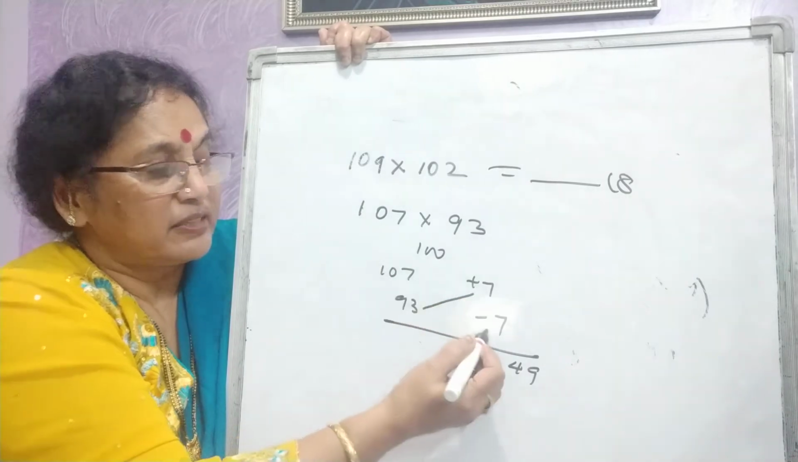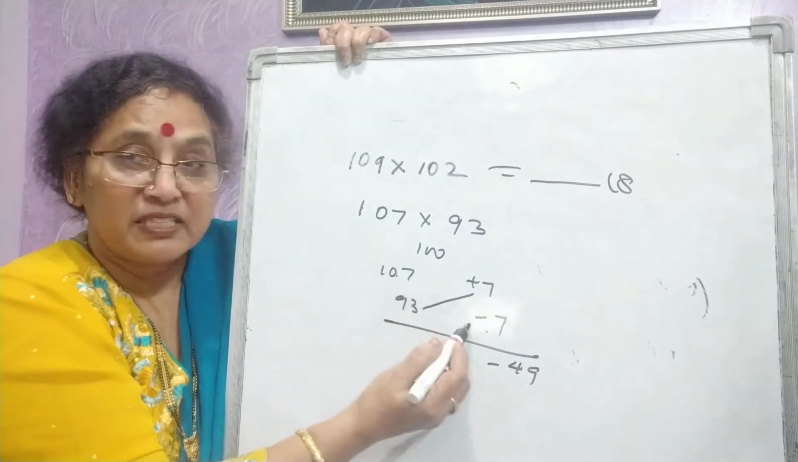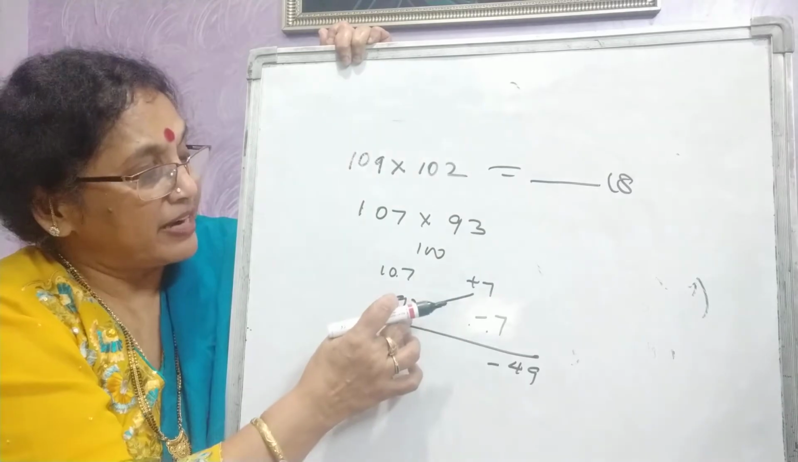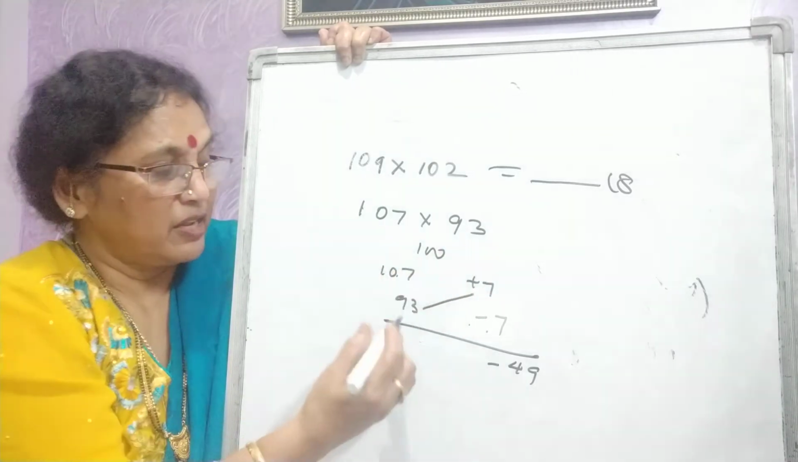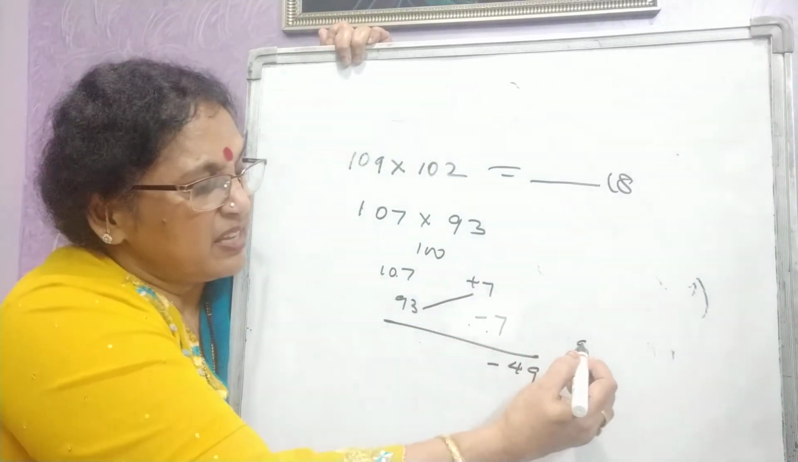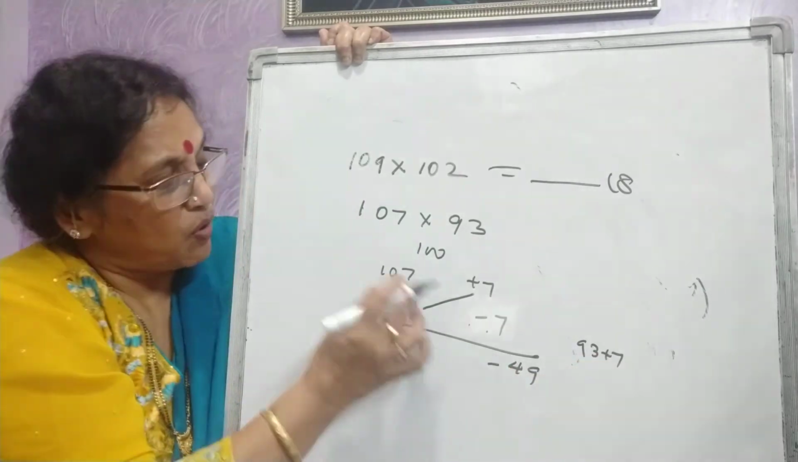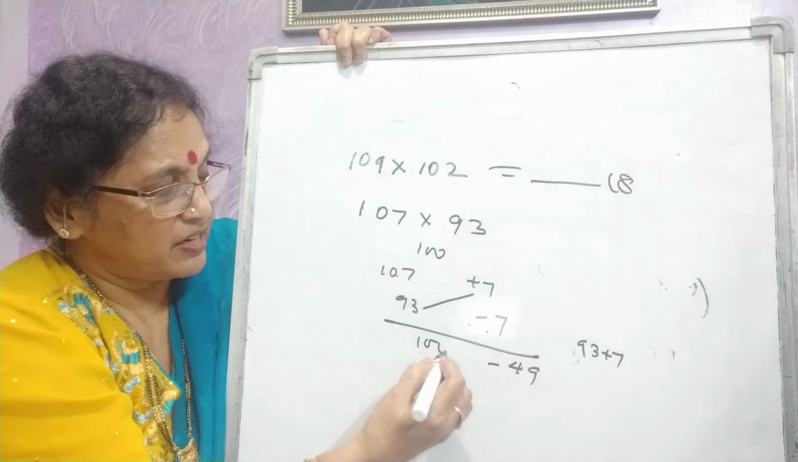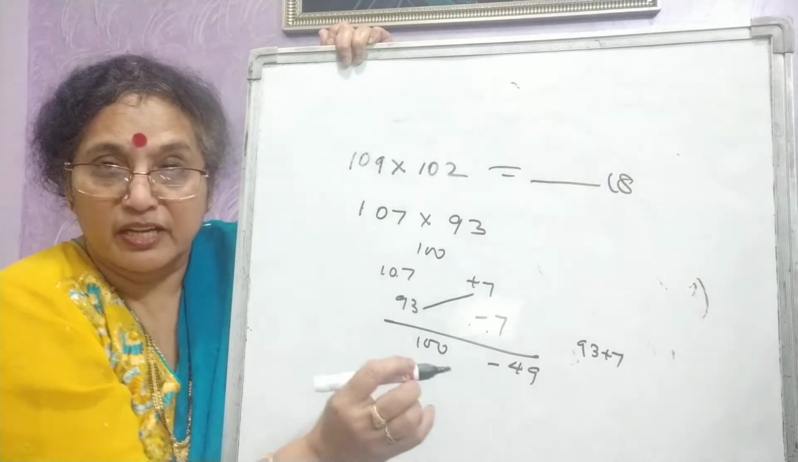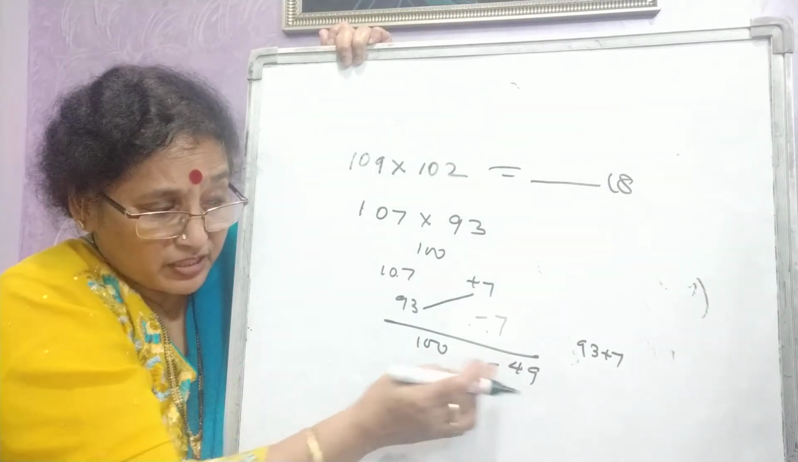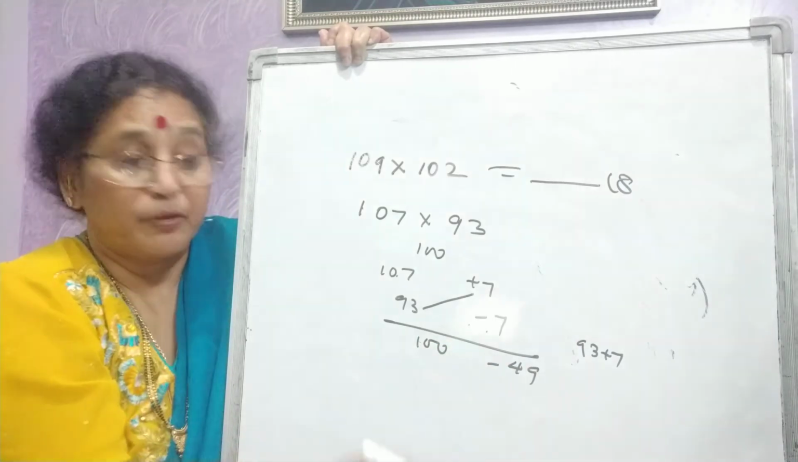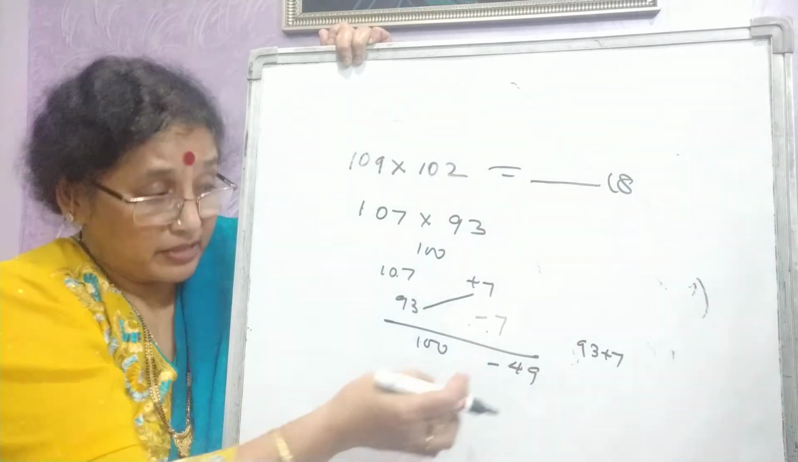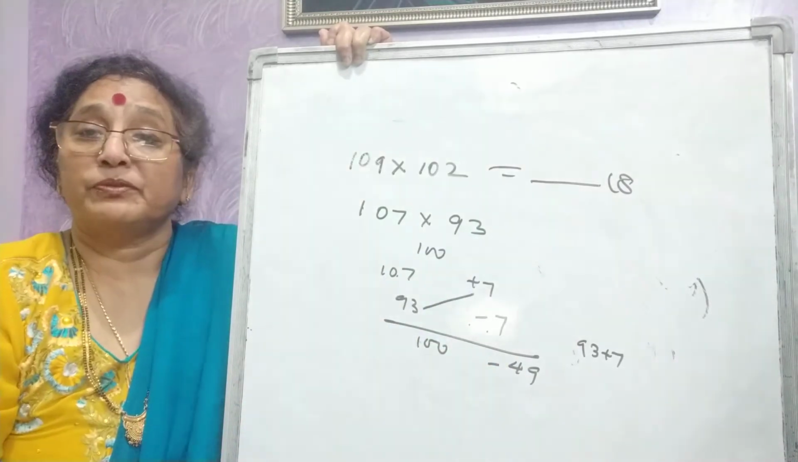Add this or add this. So 107 minus 7 is also 100, and 93 plus 7 is also 100. So here you are doing 93 plus 7, or 107 minus 7, which gives me 100. So this is 100. You can't write 100 minus 49. If it was plus 49, the answer is 10049. If both were plus 7, then it would have been 10049.